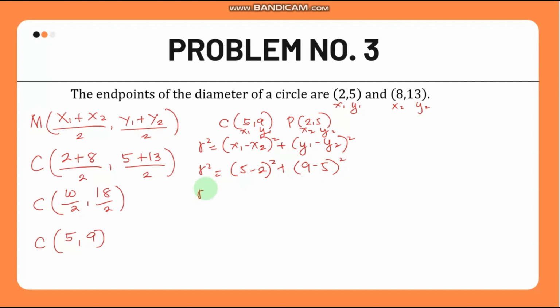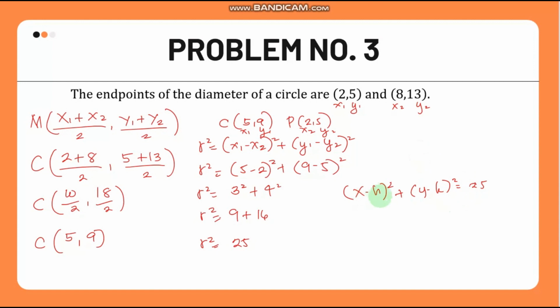So r² is equal to 5 minus 2, that's 3 squared, plus 9 minus 5, that's 4 squared. r² is equal to 9 plus 4 squared is 16. Therefore, r² is equal to 25. So the equation follows (x - h)² + (y - k)² = 25.